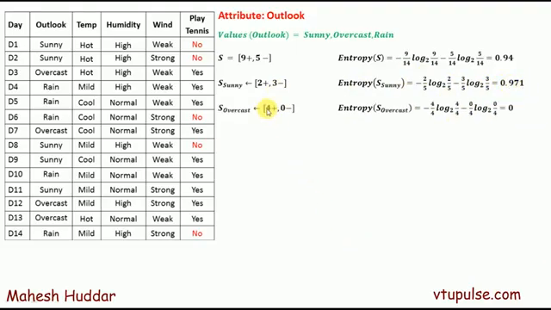Similarly, we need to find the entropy of overcast and the entropy of rain. For overcast we have 4 positive examples and 0 negative examples. If you have only positive examples or only negative examples for a particular value in the given data set, the entropy is always equivalent to 0. So there is no need to calculate this part, but since this is the first time I have written the formula, we can directly write the value as 0 here. In this case we have only positive examples, so it is equivalent to 0.